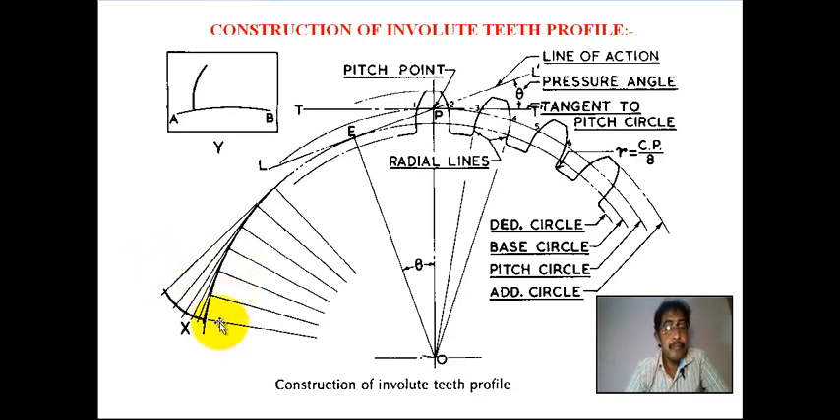Then we set a tracing paper. This is the base circle. This is the involute. This is the tracing paper. This portion AB is the base circle. This portion is the involute curve.